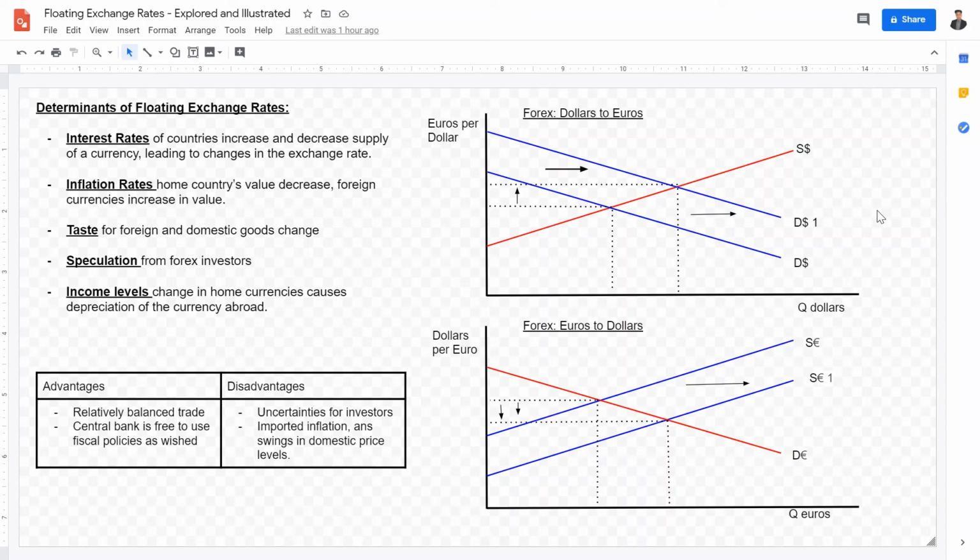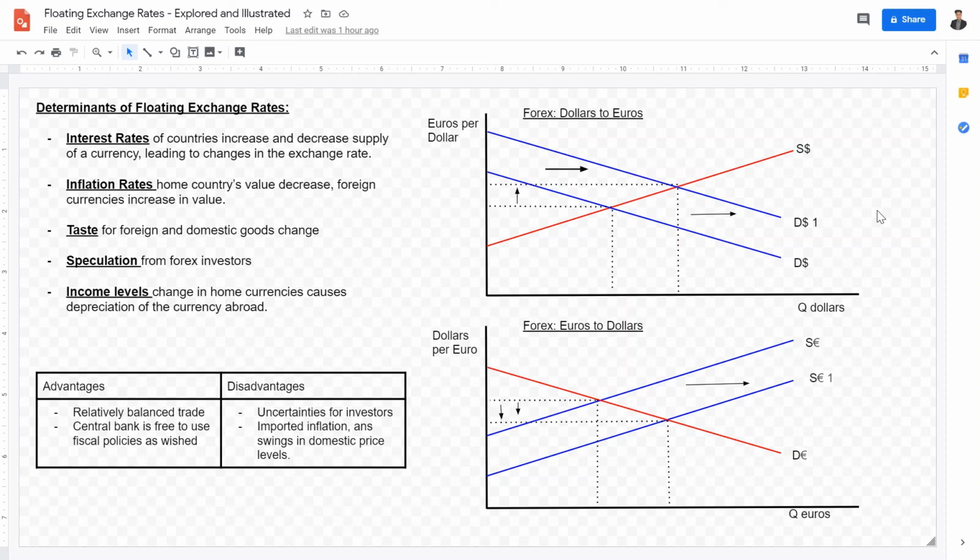Now, another disadvantage is imported inflation. Now, what do I mean by imported inflation? That means it is harder for your country to export goods where your currency is strong, and it is a lot easier for your country to import goods when other currencies are weak, okay, and your currency is strong.